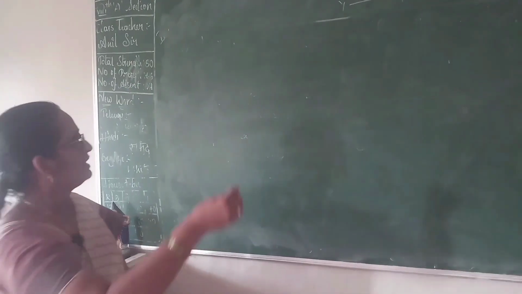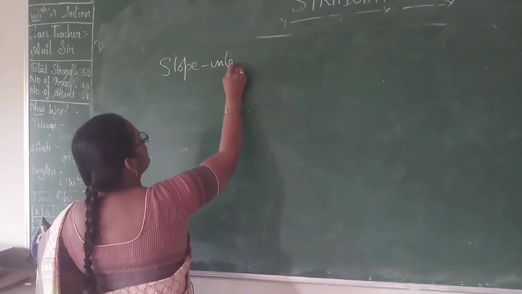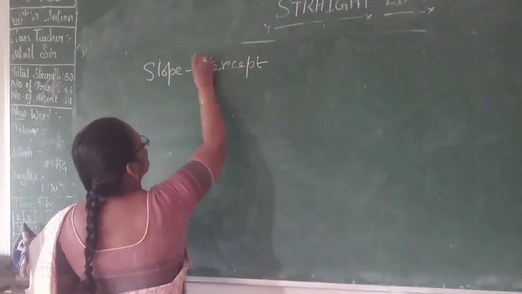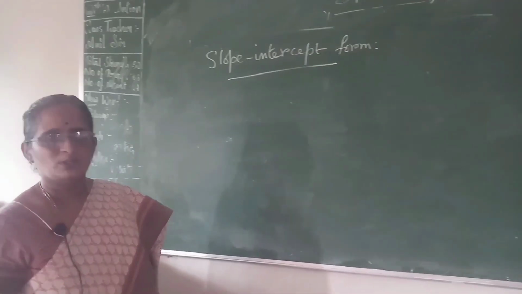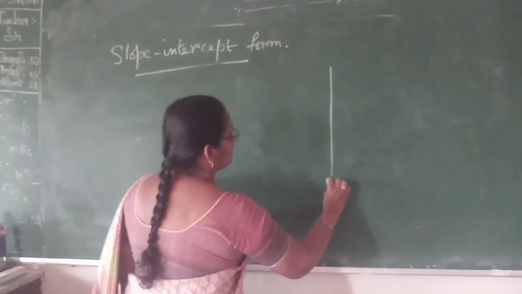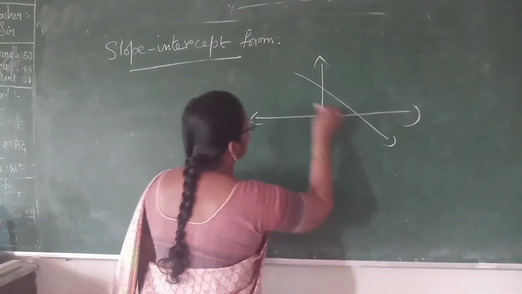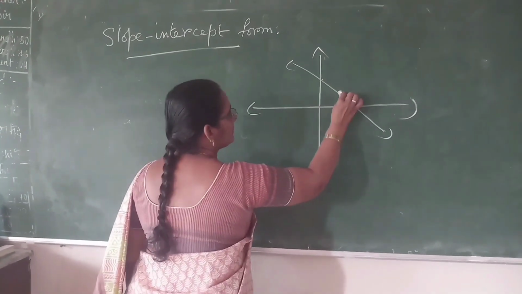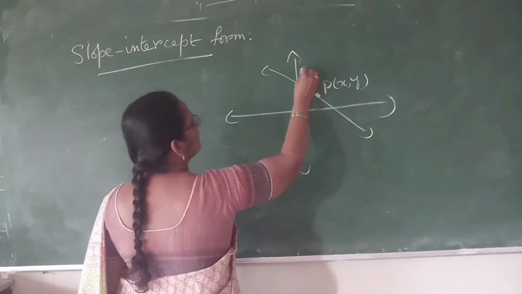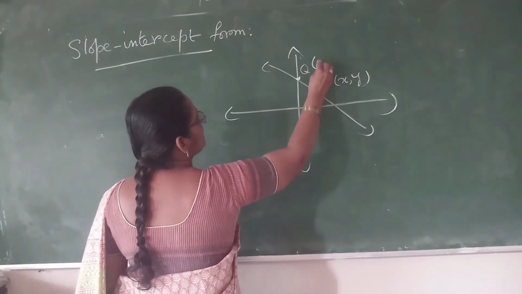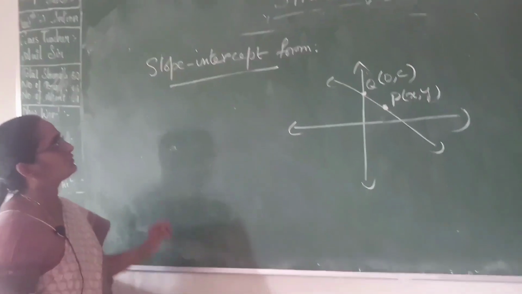Okay. Now, we are going to learn about the slope intercept form of a straight line. So, how is it? When we take any straight line, here we are considering any point P which is x comma y, and here is another point Q. Let us consider it as the y intercept. Then how are we going to find it out?